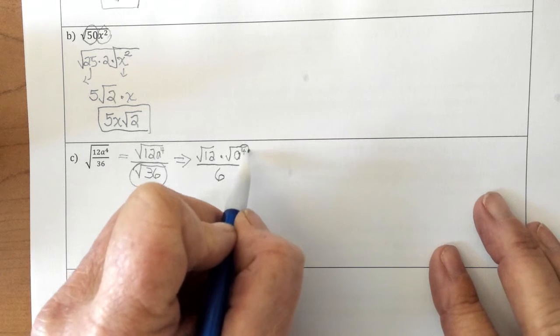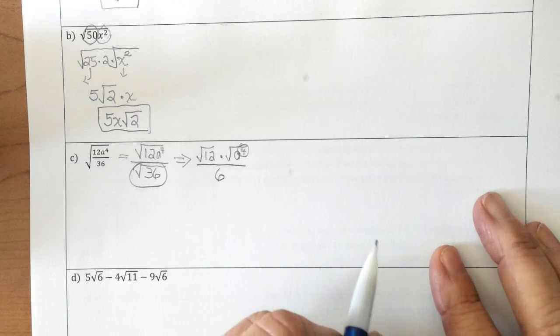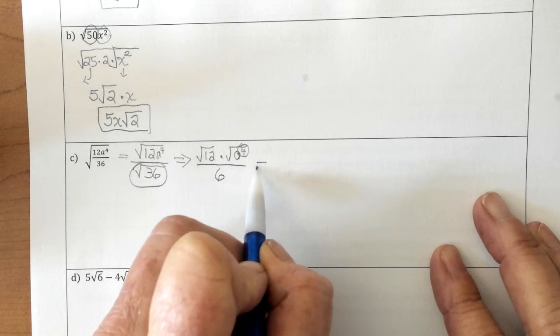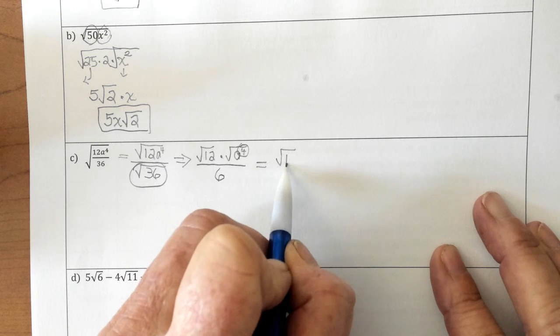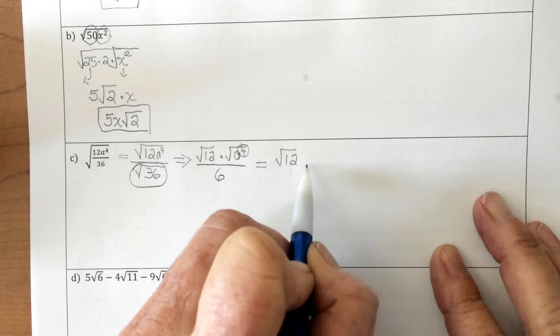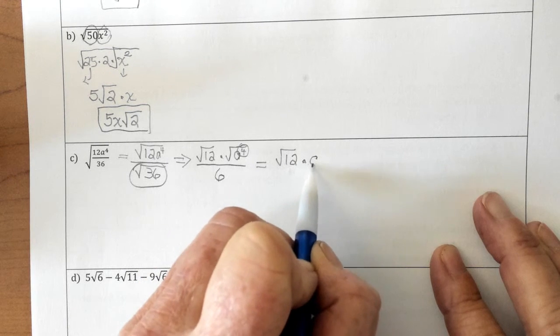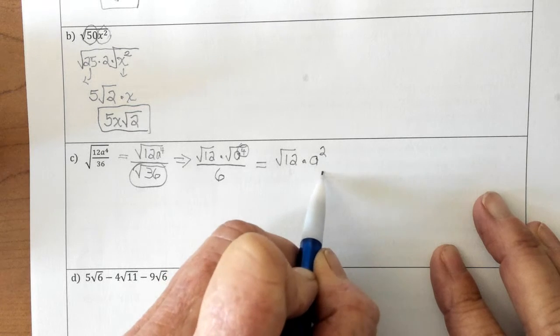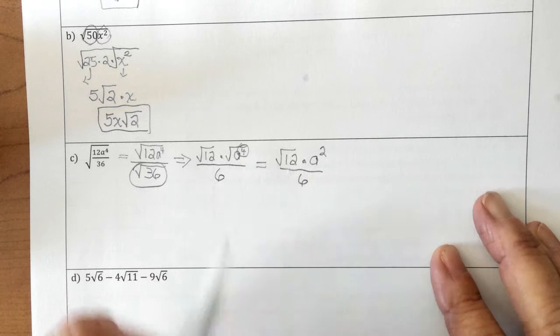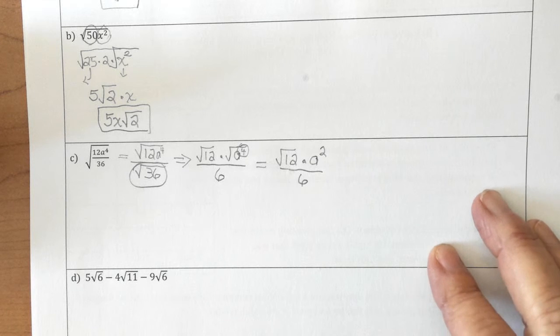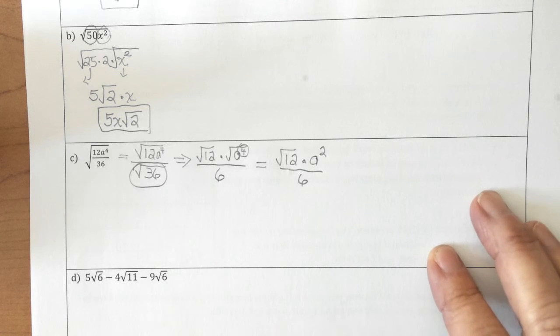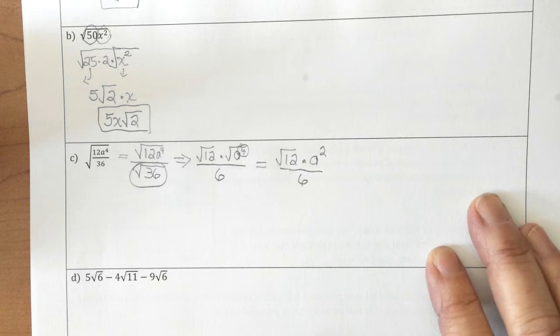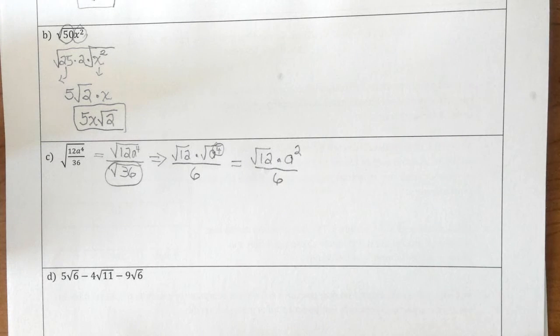So now I'm going to tackle my numerators. I'm going to notice that I've got a to the power of 4, which means I can write square root of 12 times a squared all over 6. You're probably going, why am I doing this? Why can't I just do it all together? Well, I'm showing you step by step to make it a little easier for you to see.